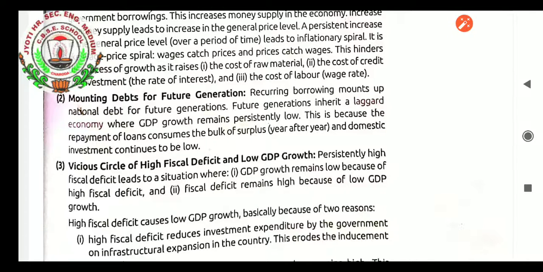Same with the government. If they are not able to get the fiscal tax money in the form of revenue, they will not be able to fulfill the commitments they have made. They cannot fulfill the expenditure they have committed. So what will be done? They will be full of debts. In that situation, the government will take loans and try to repay, and future generations will be indebted. This is because repayment of loans consumes the bulk of surplus year after year, and domestic investment continues to be low.